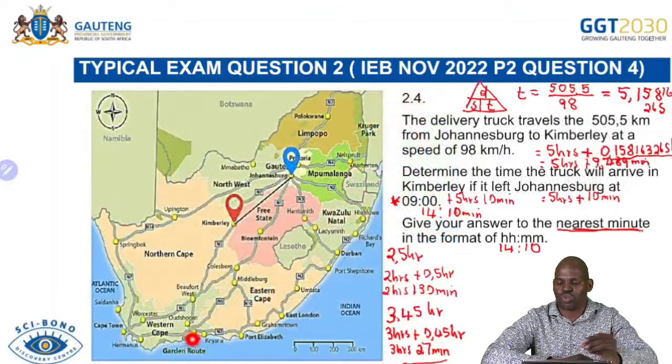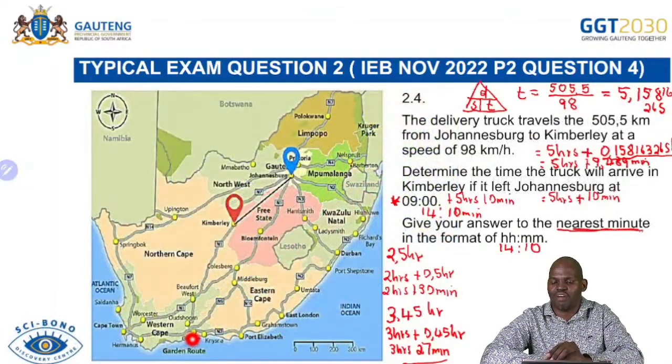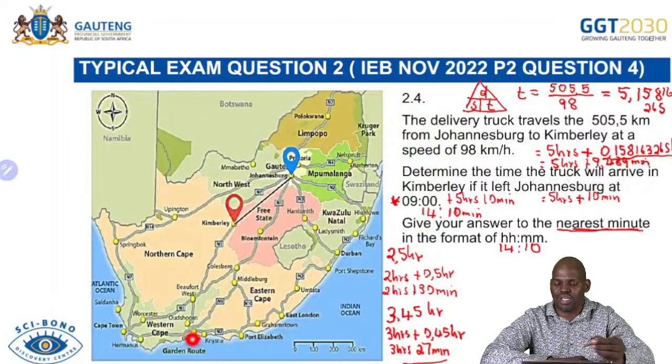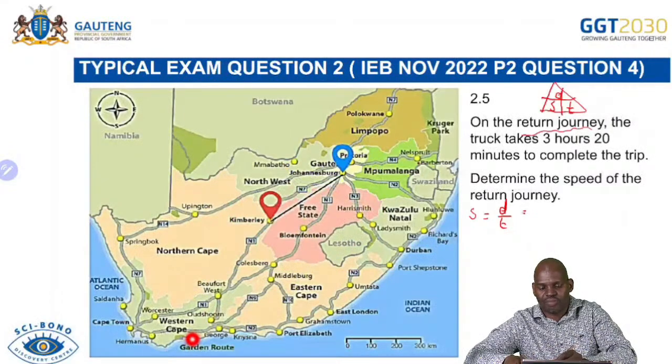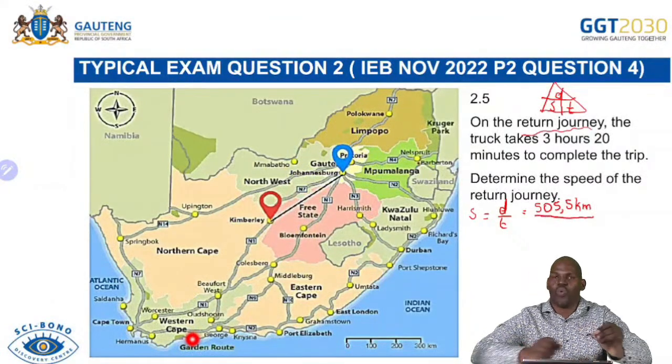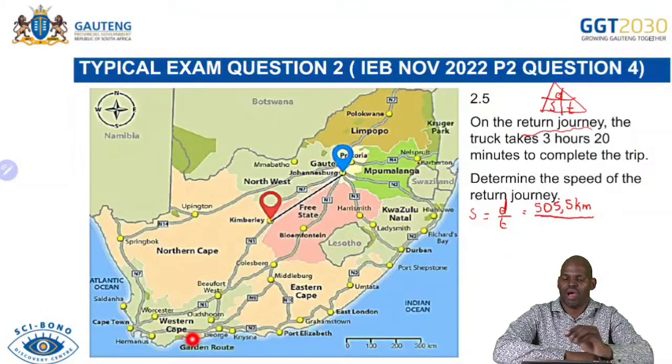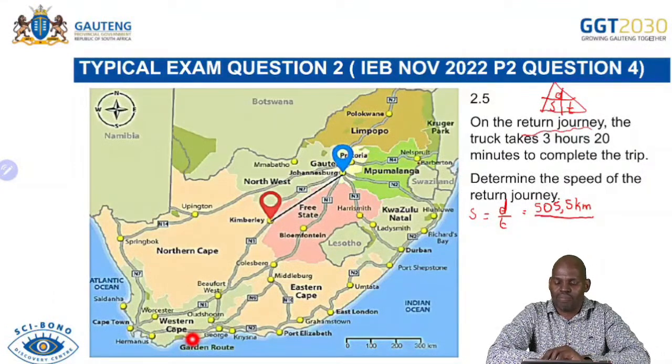Remember in the previous question, there is our distance, 505.5. So our distance is 505.5 kilometers. Then we need to divide by time. But if you look at our time, it's given in 2 units. It's given in 3 hours and 20 minutes.